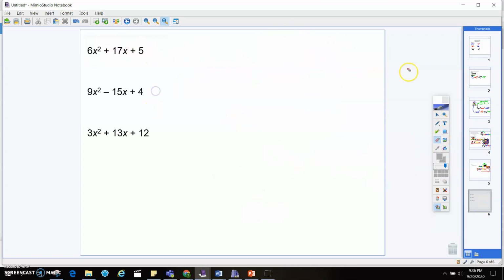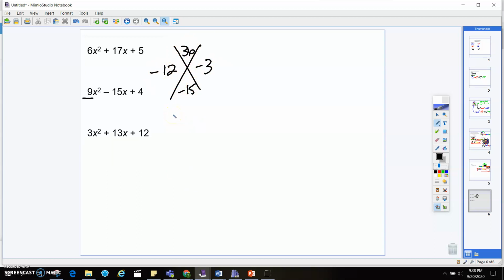Okay, so on B, we're going to do the same process. On this one, I'm going to do the slip and slide method because, you know, teachers like to change it up a little bit. All right, so we're going to do A times C, which is going to give me 36. And then my B is going to be negative 15. The two factors that will make that happen are going to be negative 12 and negative 3. I don't know why I wrote 9. So if I multiply those together, I'll get 36. But if I add them together, I'll get negative 15.